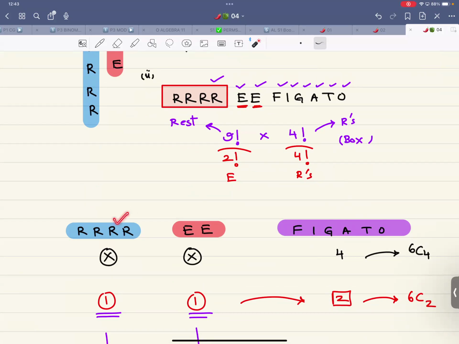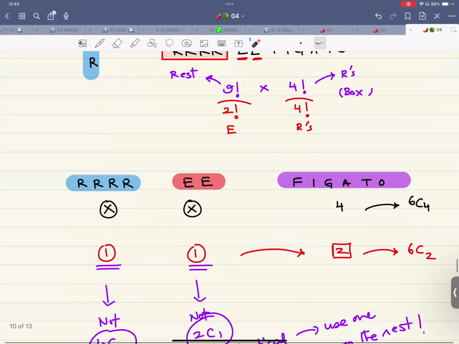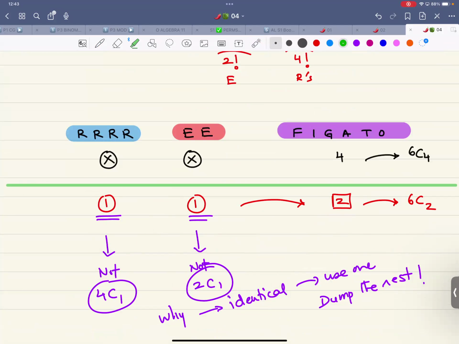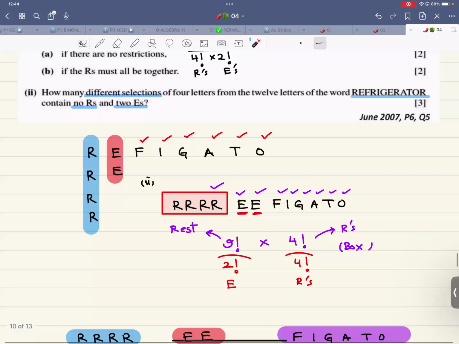So the 4 R's are separate, the 2 E's are separate, and then the rest. It says no R's and 2 E's. So you are not taking any R's, and you are taking both the E's. Just ignore the extra stuff I did here for right now; the working is up till here. Out of 4 R's, you're selecting none, so just throw them out. Out of 2 E's, you selected both of them, and you are selecting 4 altogether.